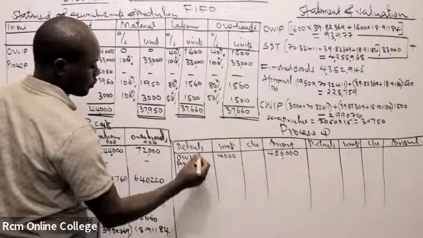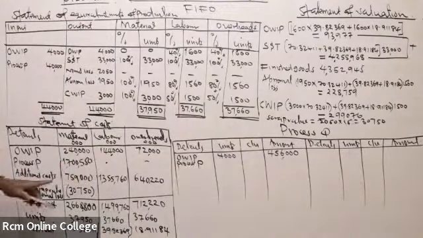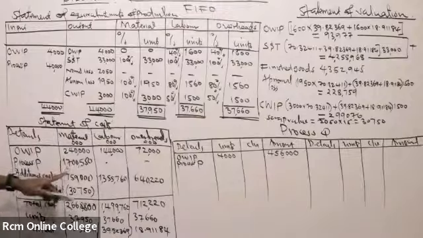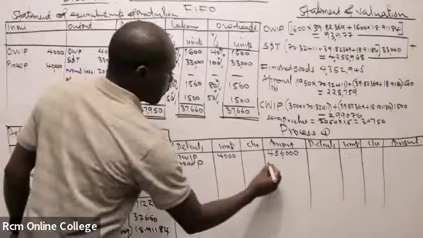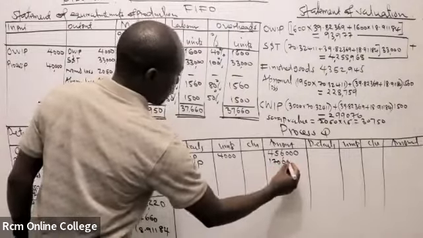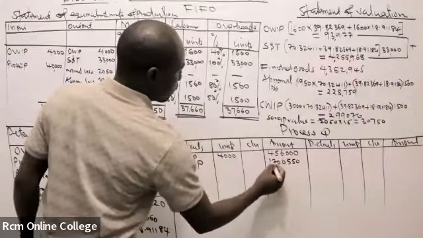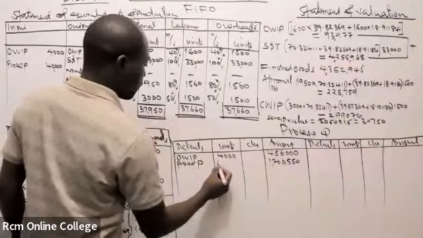Then from the opening work in progress, the inputs, we add process P. Process P gave us a lump sum amount of 1,700,550. And of course, the units were 40,000.